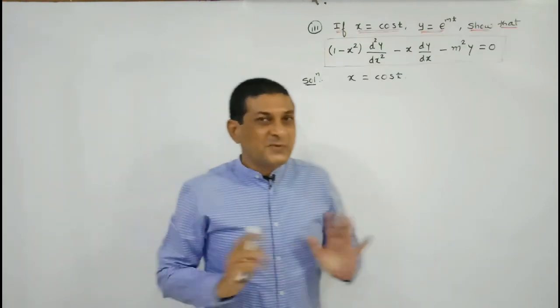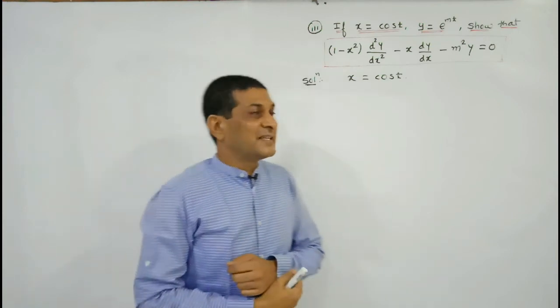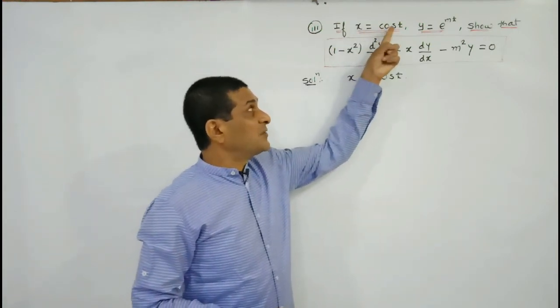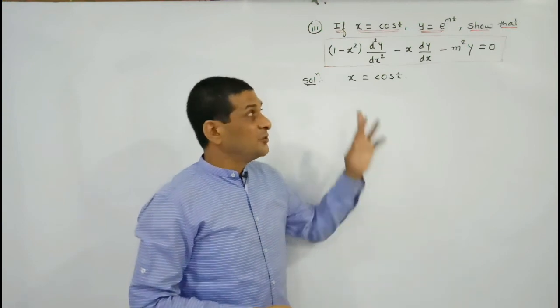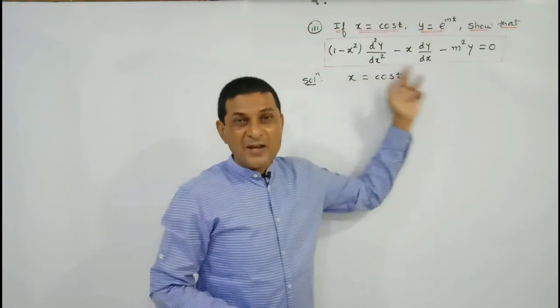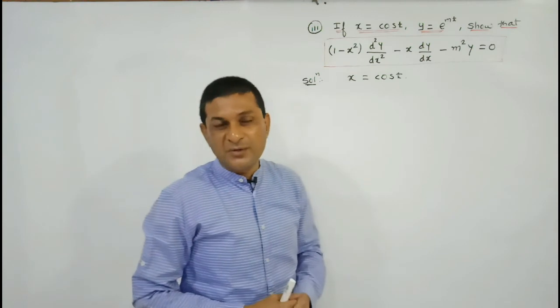Now see example number 3. In this example, what is the value of x? x is equal to cos t and y is equal to e raised to power mt. Using this condition, we have to show that the value of this expression will be equal to 0.